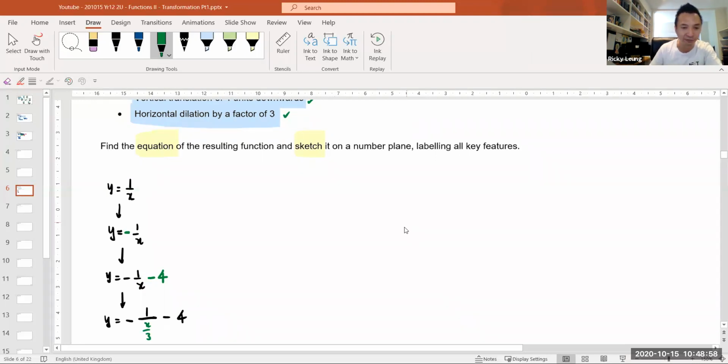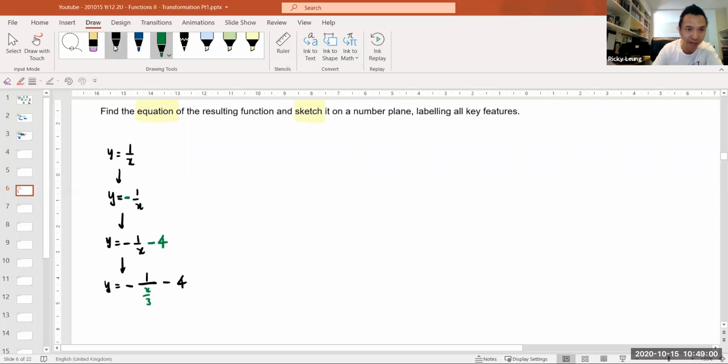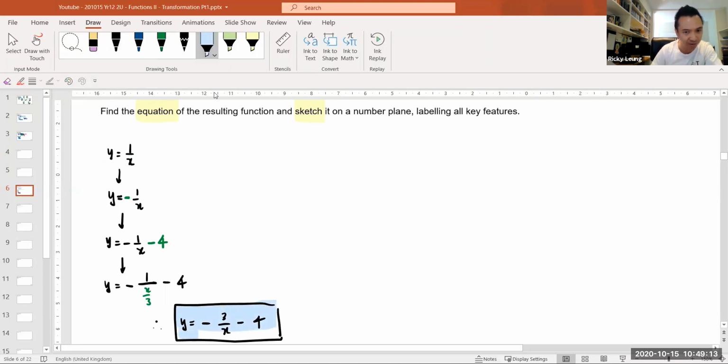Right? So if I clean up for the final answer, therefore the 3 comes upstairs, y equals minus 3 on x minus 4 would be my final transformed function. Right? Not too hard. Just the language gets a bit of getting used to, right?